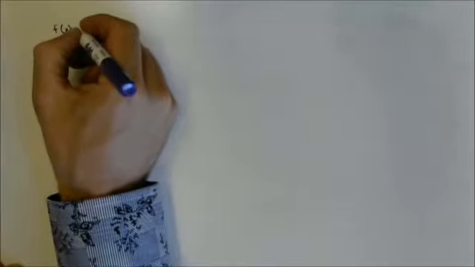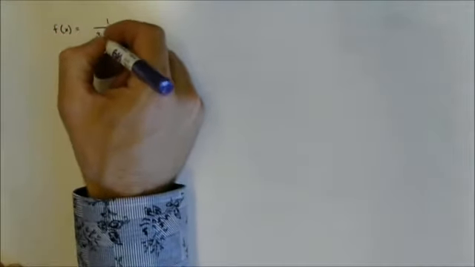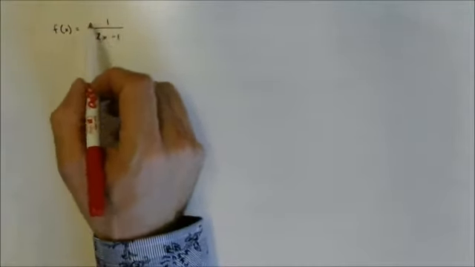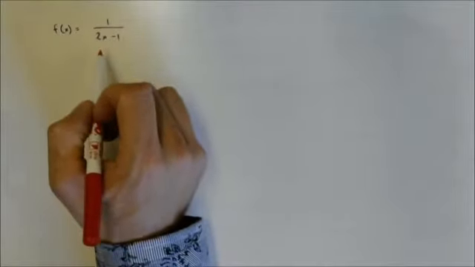So we have f of x equals 1 over 2x minus 1. Now this is the reciprocal of a linear function. This is the easiest form of rational function. It just has a 1 in the numerator. It gets more complicated when we have another function involving x in the numerator. Then it gets a bit more complicated.